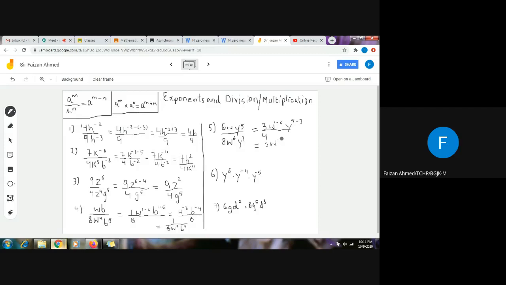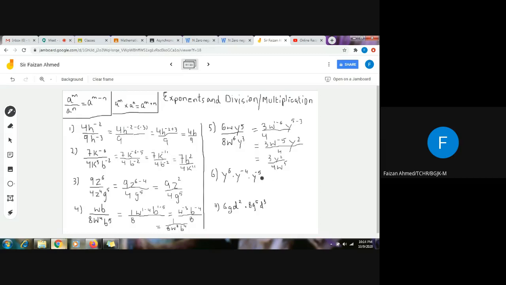And I know that I cannot leave my answer in negative exponent, so I have to shift this, and this will be y squared upon 4, and I will just shift the w in the denominator, so it will be 3y squared whole divided by 4w^5. So this is the answer of question number 5. And we have question number 6.